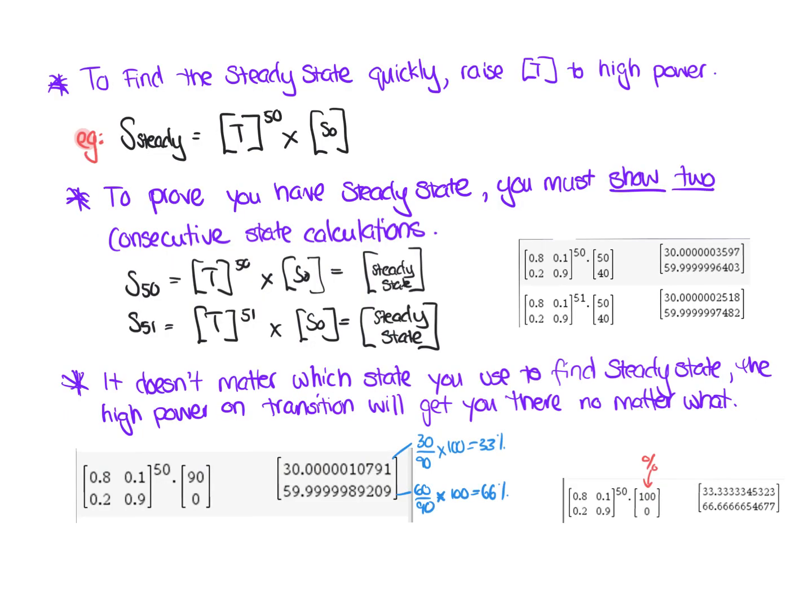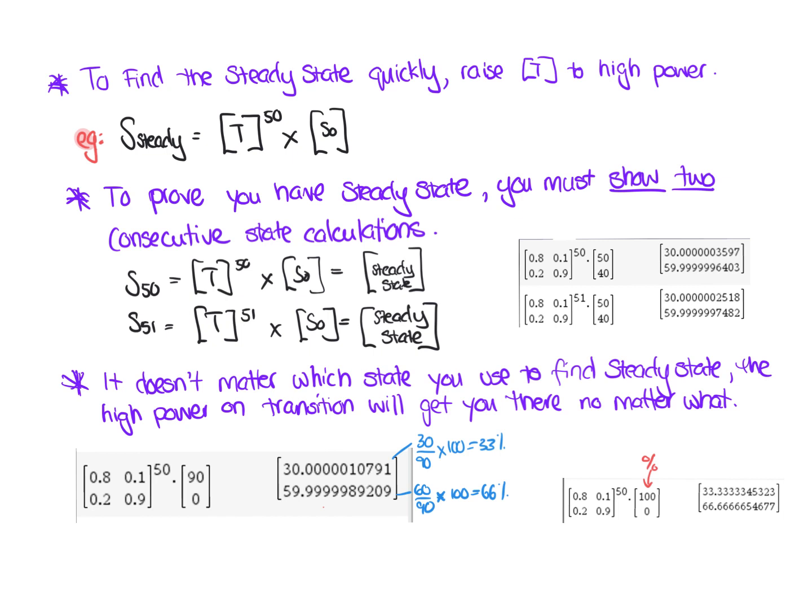We've sort of gone over this, but I can email this out to you. But anyway, let's just go through. To find the steady state quickly, raise the T to a high power. I said that. Let's raise it to 50. To prove you have the steady state, you must show 2 consecutive state calculations. What do I mean by consecutive? In a row. Can you see how I'm showing T50 and then T51 equals the same? You don't have to type it all out. You can just keep using the T, the symbol, and do it like that.